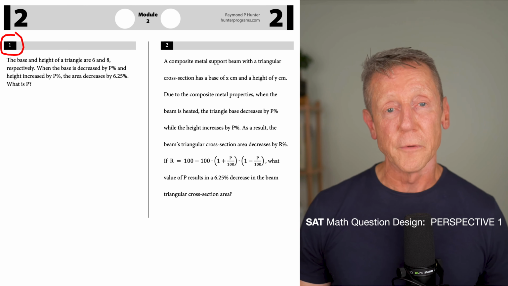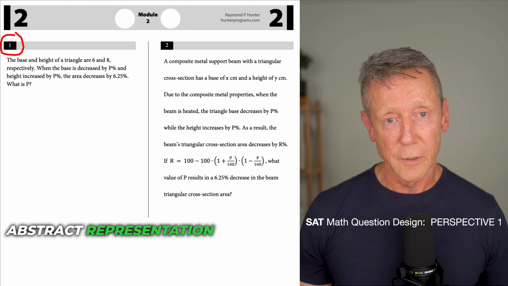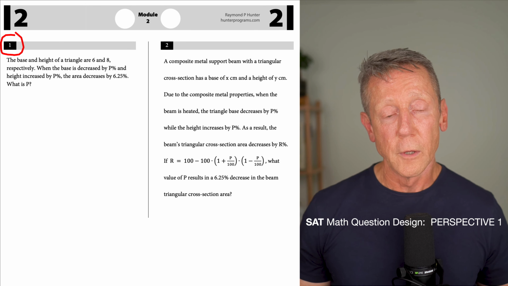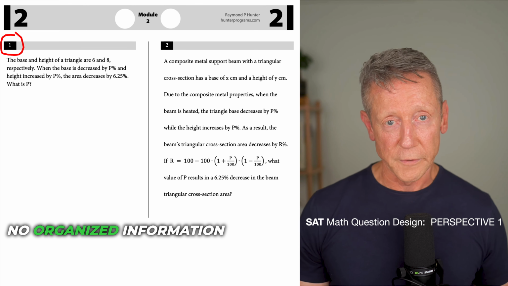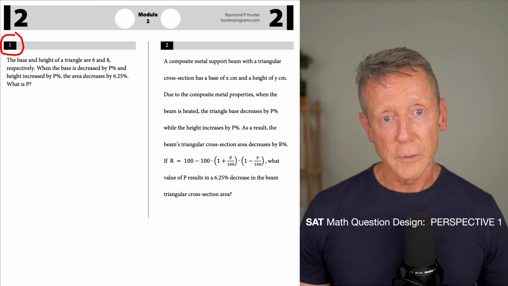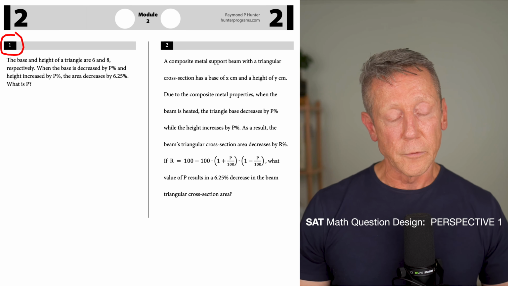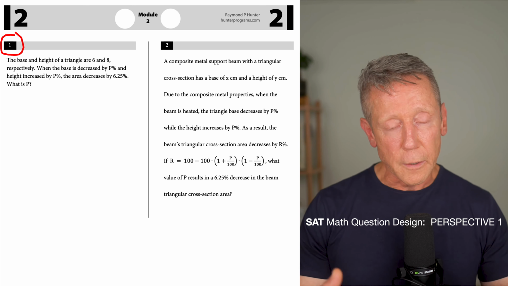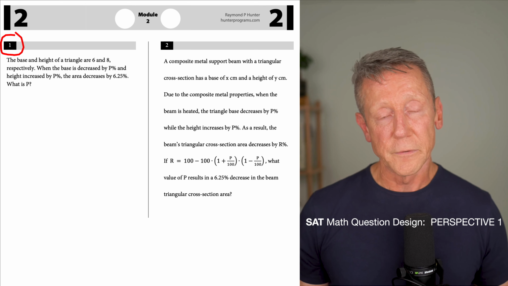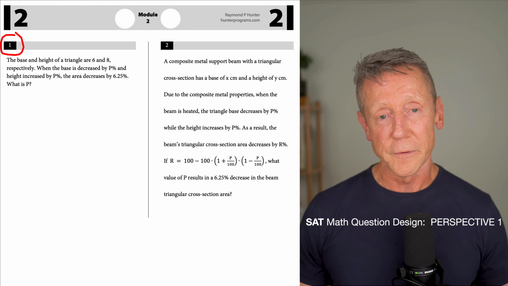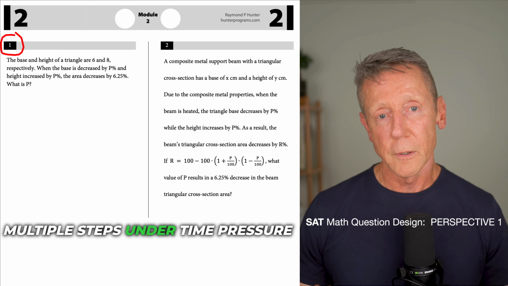The second thing I noticed is abstract representation. So there's a lot of information in this question, and it's just all words. There's no drawing, and there's no organization of information. Do you remember back in elementary school when they taught you problem solving? And they give you a word question, and they're like, okay, so make a drawing, make a table, organize the information. None of that's been done here. So that makes this a rather abstract question. The third test question design element that I noticed, and it's pretty clear, multiple steps under time pressure.